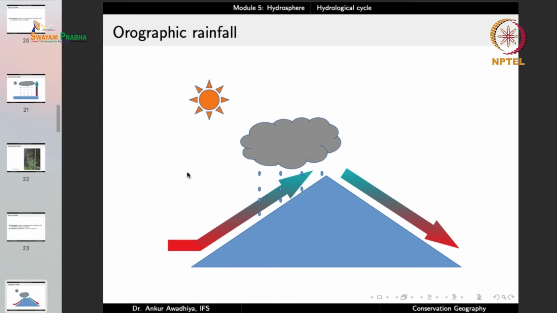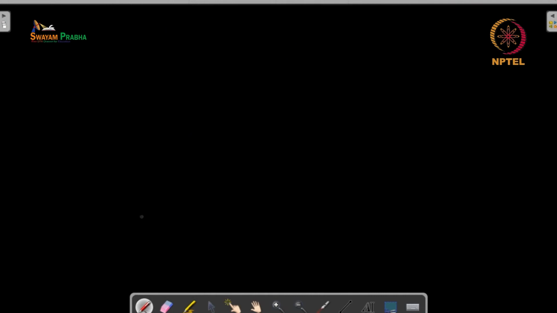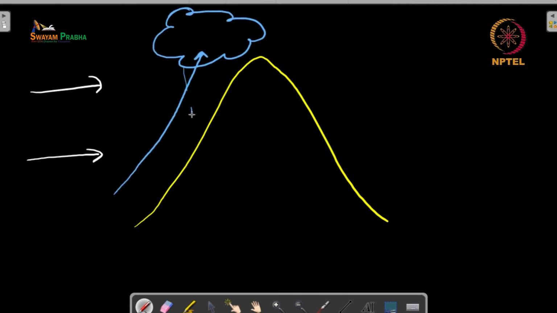So if this is the wind direction, if you have a mountain like this, and if the wind moves in this direction, you will have an upward movement of the moisture here. You'll find tremendous amounts of clouds and you'll have heavy rain in this side. But when the air is moving down on the other side of the mountain, it gets warmed. And when it gets warmed, there is no further rainfall on this side.